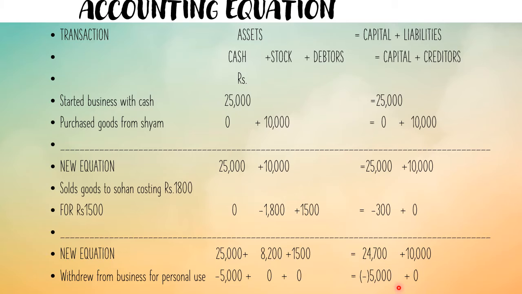Okay. So our total of liabilities side is 29,700, and if you see our asset side also we are having 29,700. So in this way, you have to prepare the accounting equation when the goods are sold and purchased on credit. Now let's see the balance sheet here.